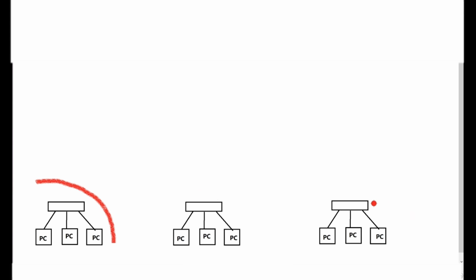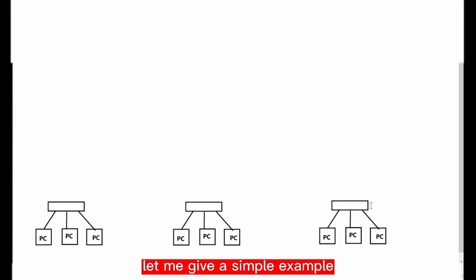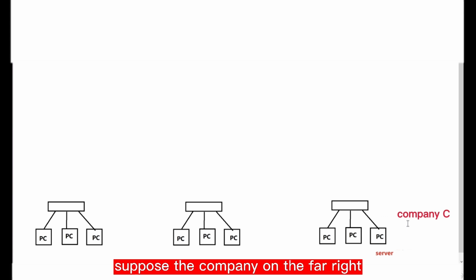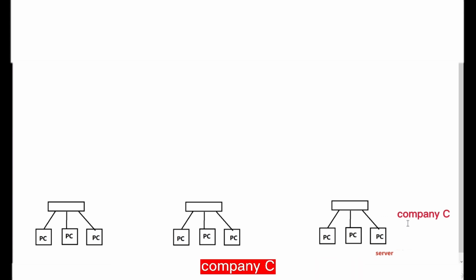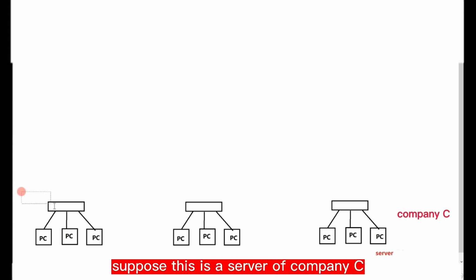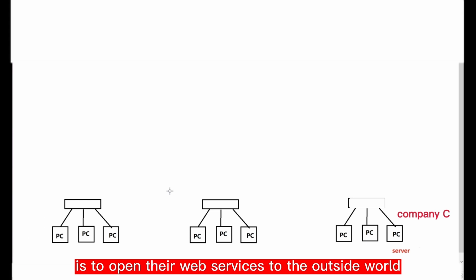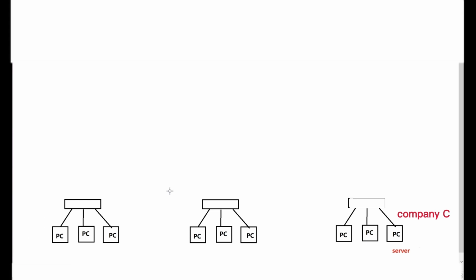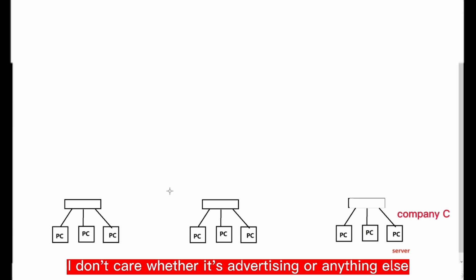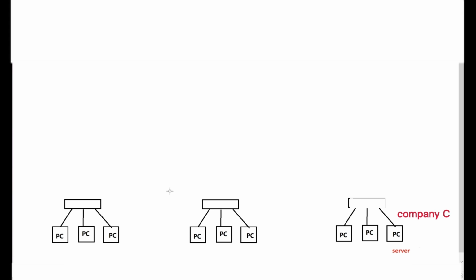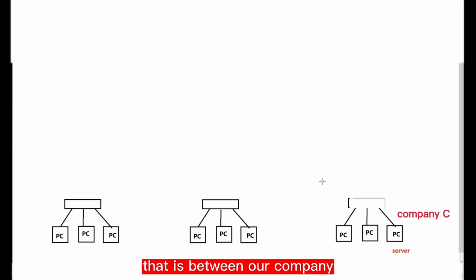Think about this. For example, let me give a simple example. Suppose the company on the far right, Company C. Then it's not a PC. Suppose this is a server of company C. Then for them, how a company makes money is to open their web services to the outside world. I don't care whether it's advertising or anything else. In short, for the user, I just give them access. That is, between our companies, there is a need for mutual visits.